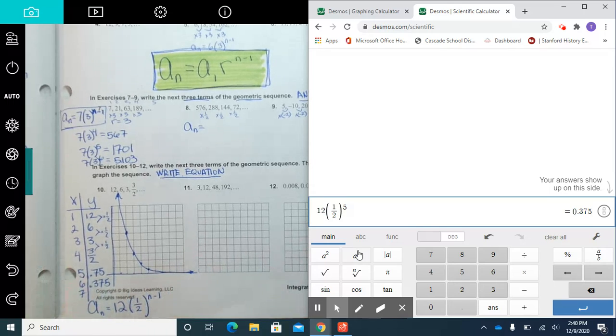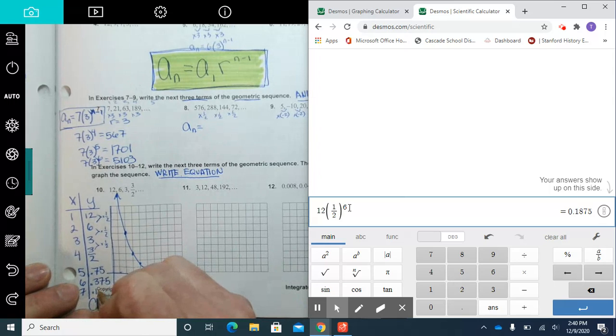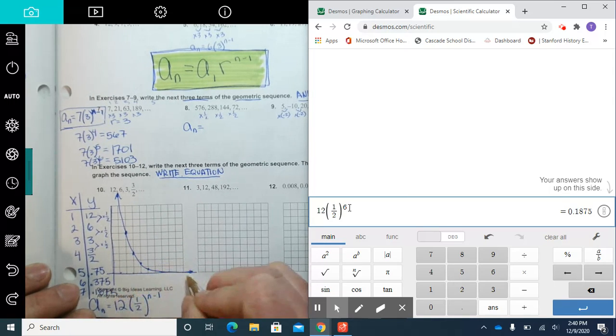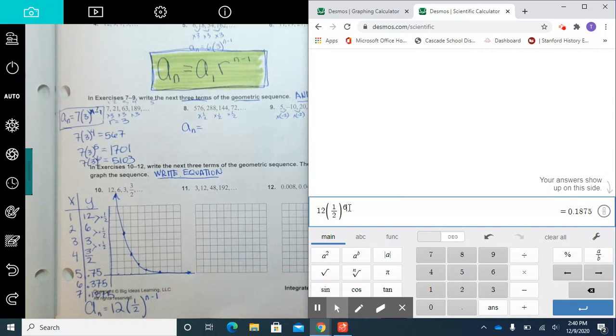0.375. And then if I change that 5 to a 6, this would be my seventh term, right? Because 7 minus 1 is 6. That's 0.1875, which is way down here, 1, 2, 3, 4, 5, 6, 7. Way down. Okay, so that's how you do it here.